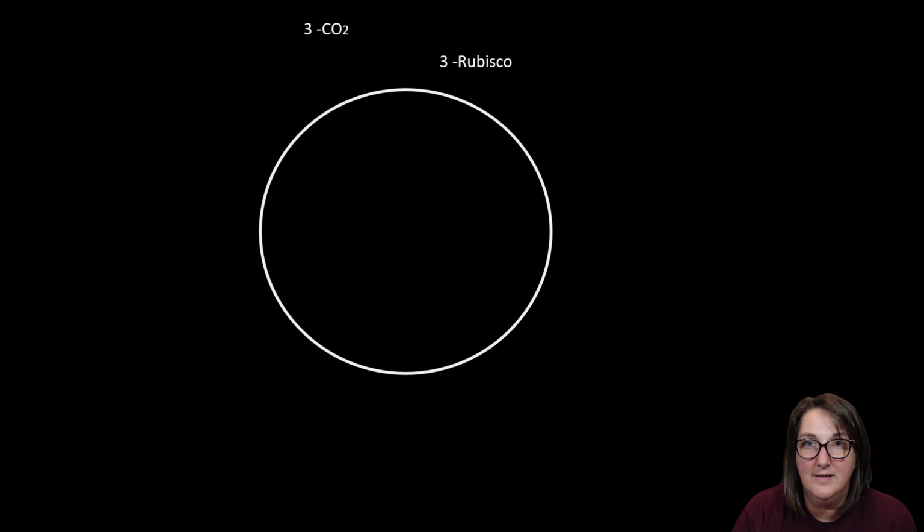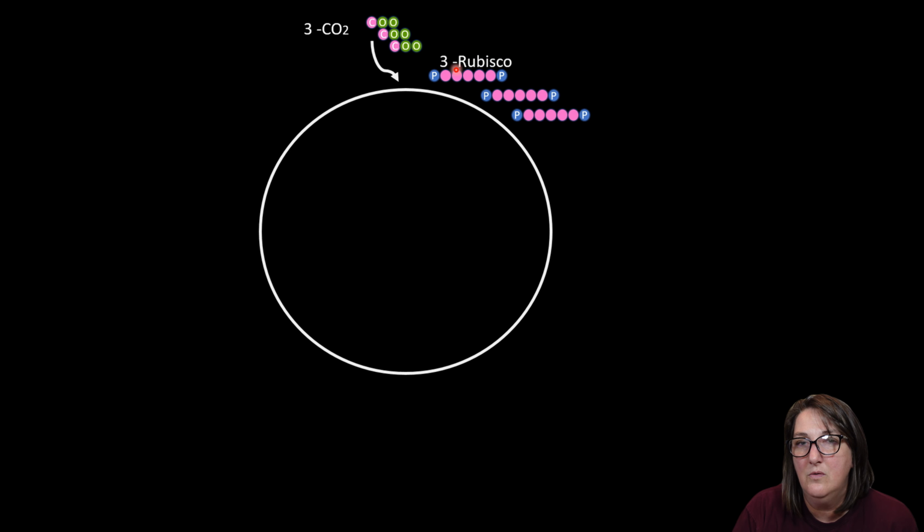Okay, this is kind of a process, so if you need to watch this a few times, that's fine. I'm going to bring in, for right now, 3 carbon dioxides. I can only pull in 1 carbon dioxide at a time, but I need 3 for this first process to work. So one of these 3 is going to come in, and that carbon dioxide is now going to bond with what is called rubisco.